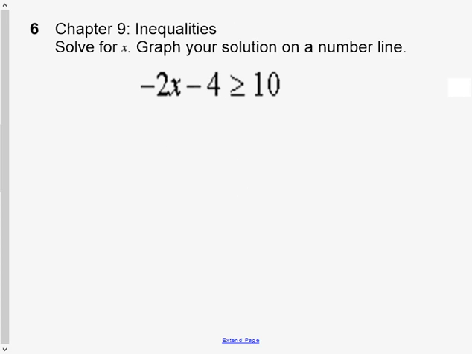And finally, your last question is your inequalities chapter. If you want to take a time and press pause right now, remember that you have to graph your solution, so you're going to need a number line for that. Okay, so the first thing we're going to do is solve this like we normally would, like if it was an equal sign instead of an inequality sign. So we're going to add 4 to both sides. And when we do that, we end up with negative 2x is greater than or equal to 14.